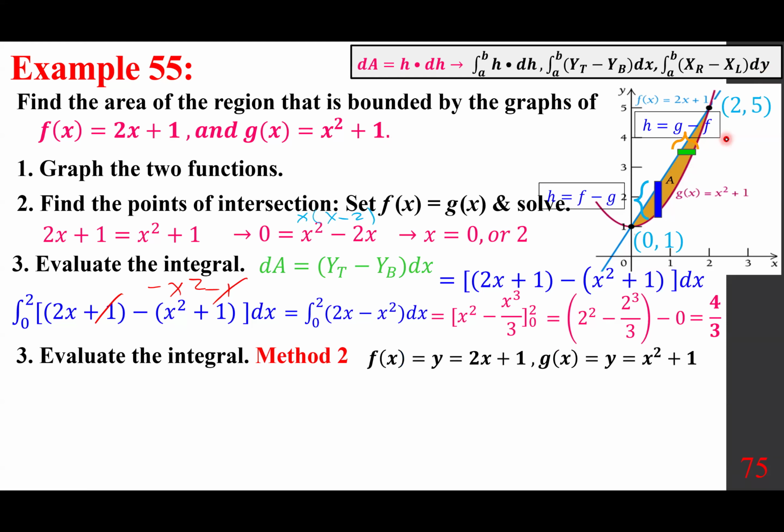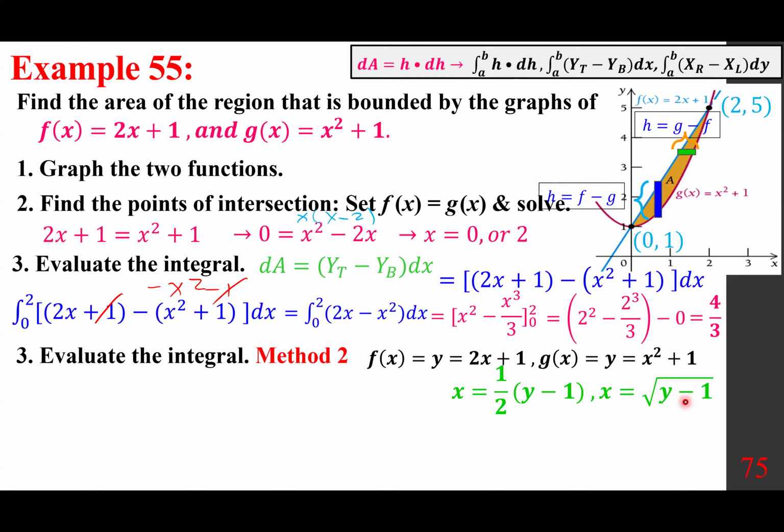First, here's the function. f of x is y equals 2x plus 1. So I'm going to solve for x. Here's g of x, or y, equals x squared plus 1. I'm going to solve for x. This one is half of y minus 1. Just move the 1 and divide by 2. This one has two answers, plus or minus the square root of y minus 1. The right side is positive. This side is minus, minus square root of y minus 1, because on the right, we're going to use this one.